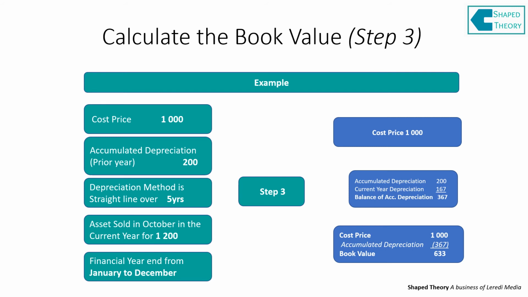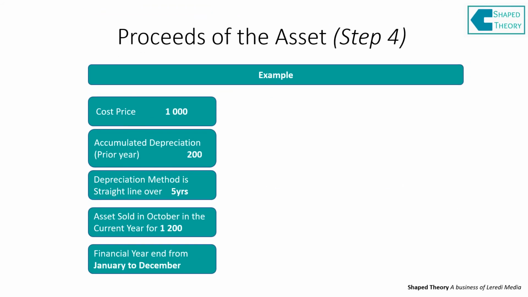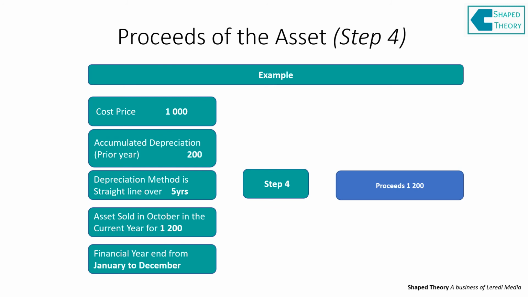Let's look at step 4, which is the proceeds of the asset. This refers to the price that the company has sold the asset for. In this instance, the asset was sold at the end of October for an amount of 1,200.